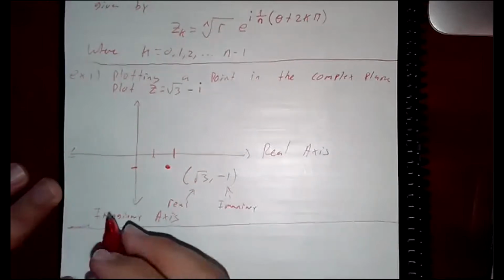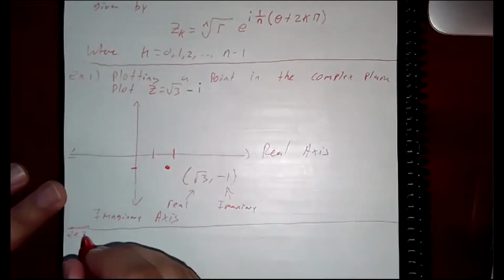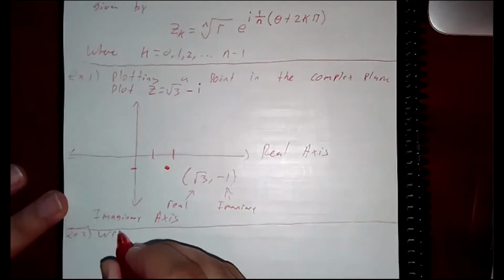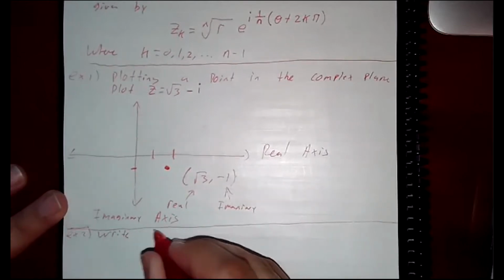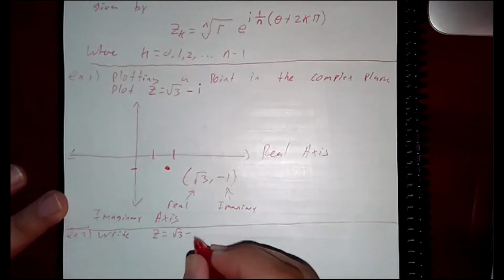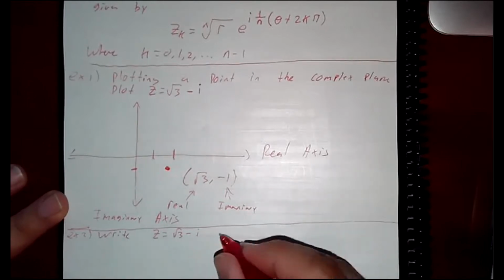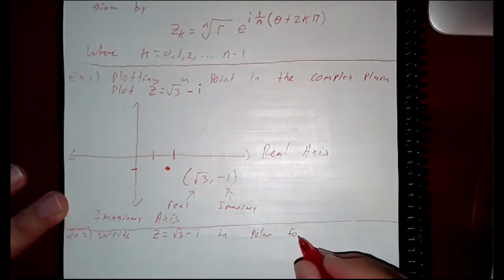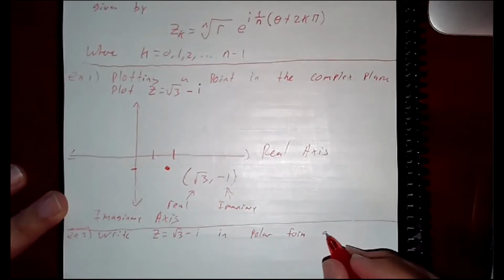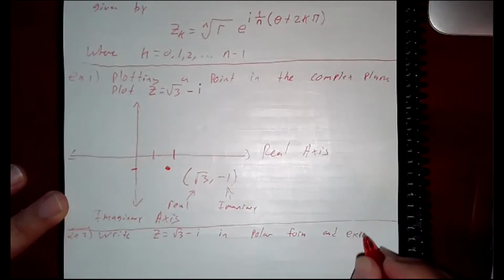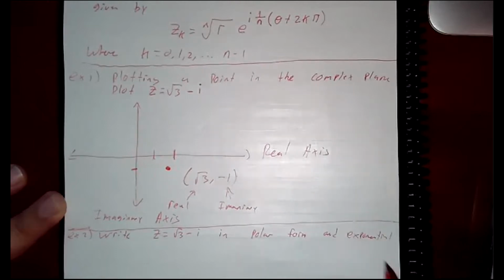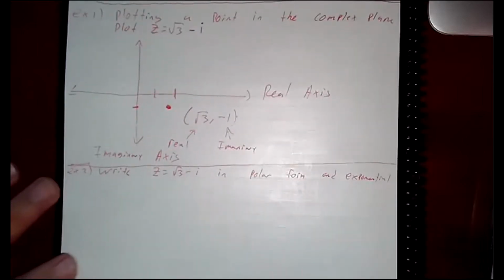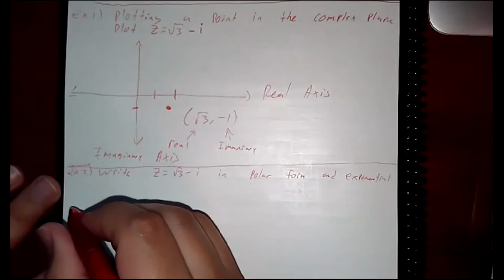All right, let's go to another type of example. After the first few examples of just plotting points, they'll ask you to write z equal to root 3 minus i in polar form. So they're going to have you convert this to polar and exponential. So we're going to use those formulas that have the exponents to change it to either one.